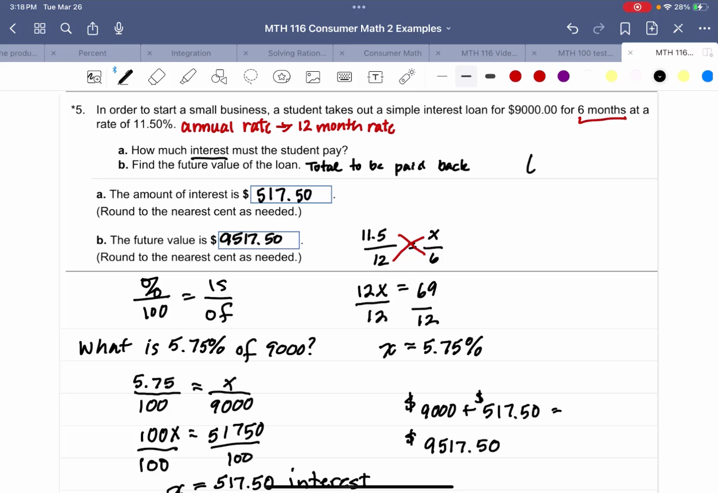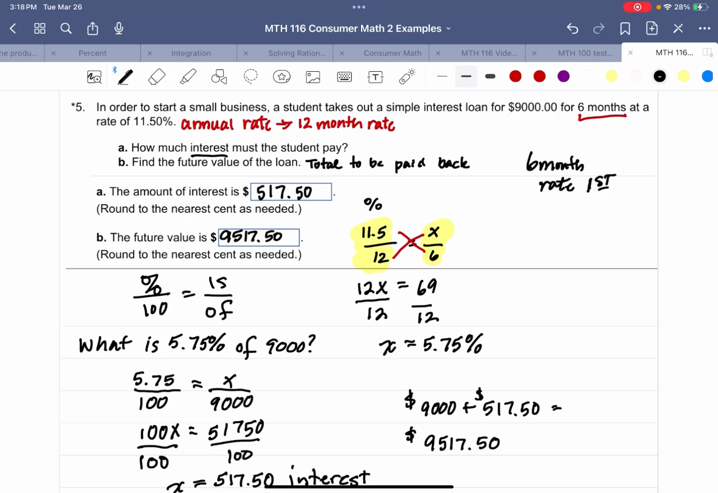So we need to find our 6-month rate first. And I did that with a proportion because we know the amount for 12 months. So now, as long as we have like things across from each other, so like here we have percent across from percent, and we have months across from months. And so that allows us to find our 6-month rate.